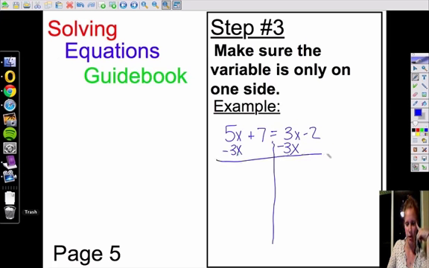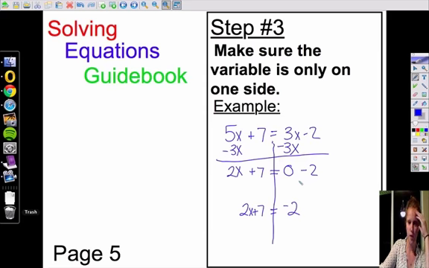Then I like to draw a line like this. 5x minus 3x is 2x. 3x minus 3x is 0. So now I have 2x plus 7 equals 0 minus 2. So that would be 2x plus 7 equals a negative 2.